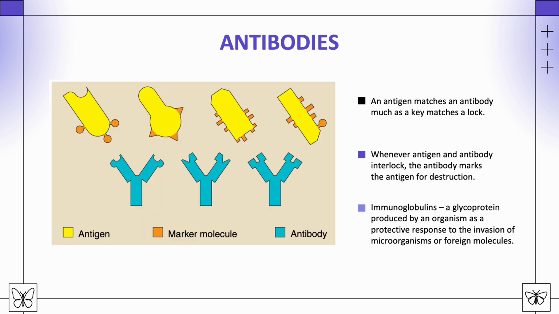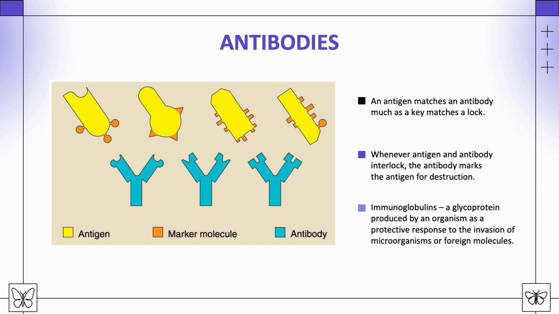An antigen matches an antibody as a key matches a lock. Whenever antigen and antibody interlock, the antibody marks the antigen for destruction. So some match exactly, others fit more like a skeleton key. Immunoglobulins are glycoproteins produced by an organism as a protective response to the invasion of microorganisms or foreign molecules.